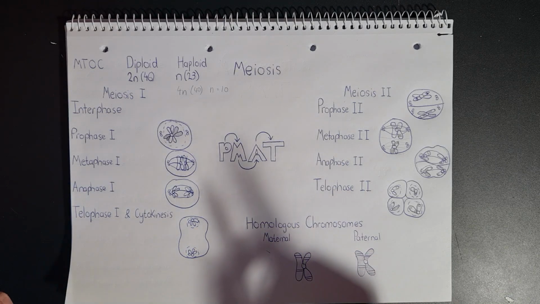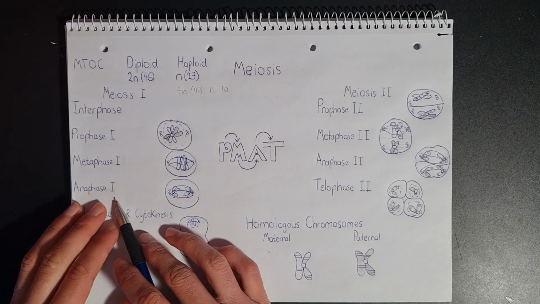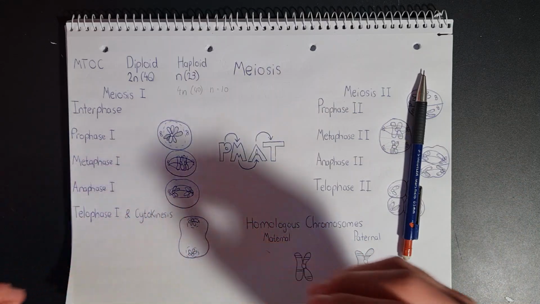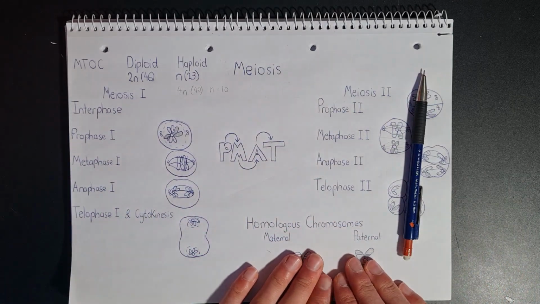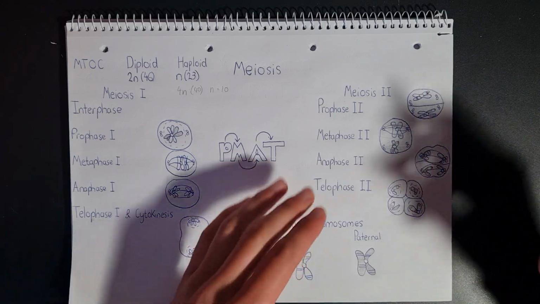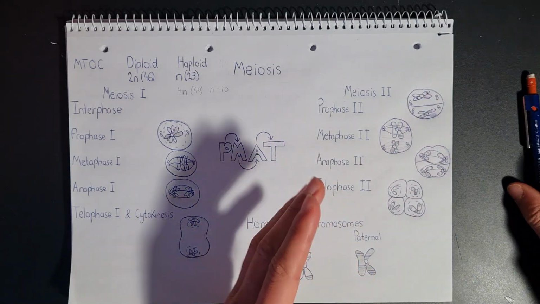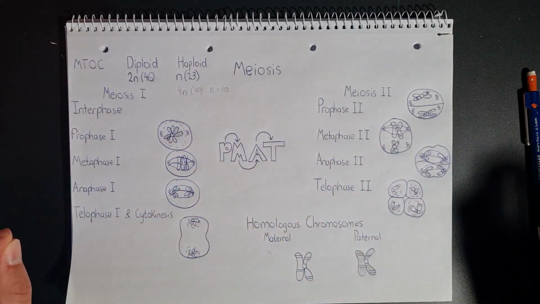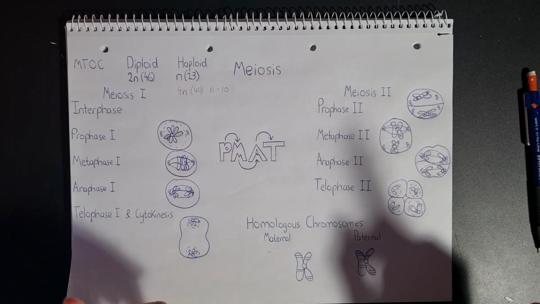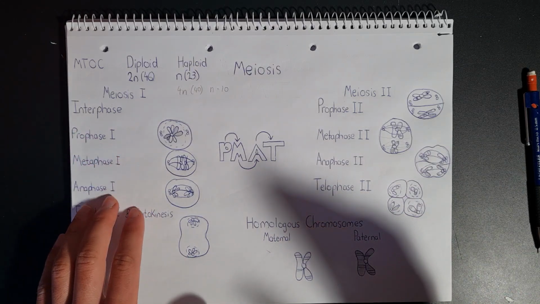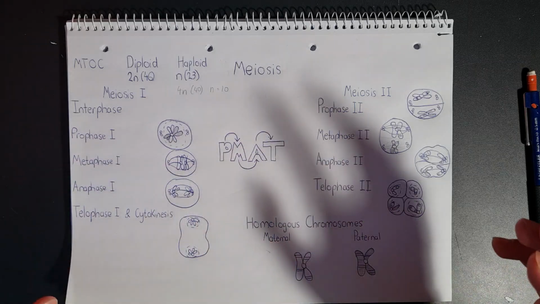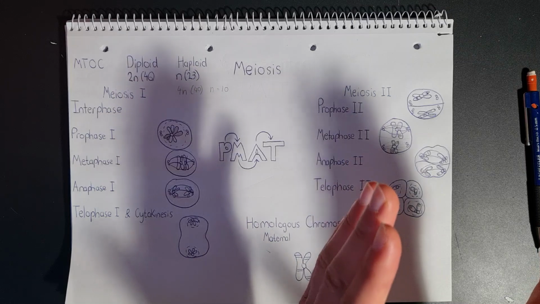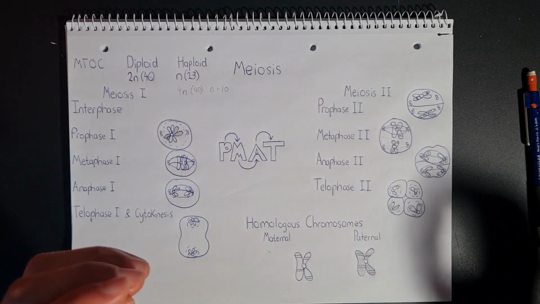Now, what's very important to understand is that in anaphase 1, full chromosomes are being separated. The homologous chromosomes are being separated apart. In anaphase 2, the sister chromatids are being pulled to opposite sides. So make sure you remember that difference: in anaphase 1, the homologous chromosomes are being separated, and in anaphase 2, the sister chromatids are being separated.